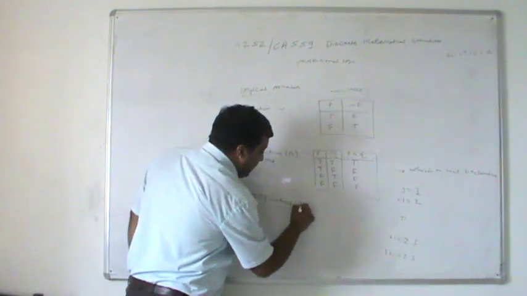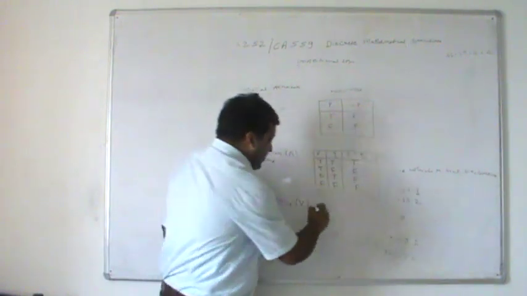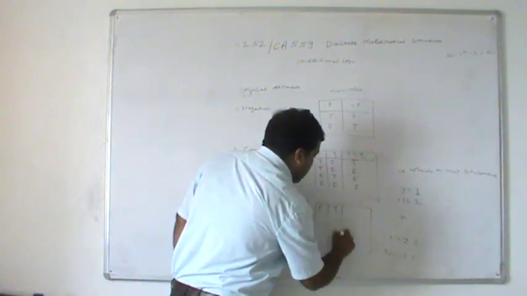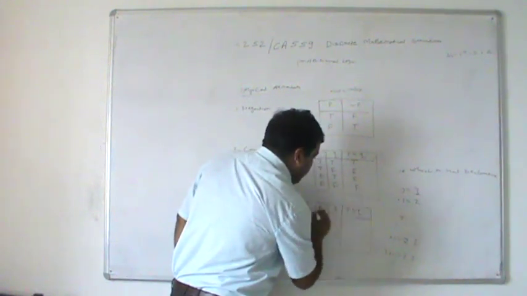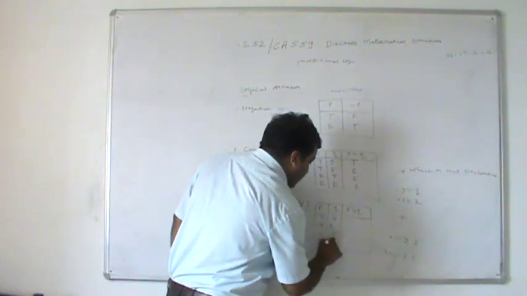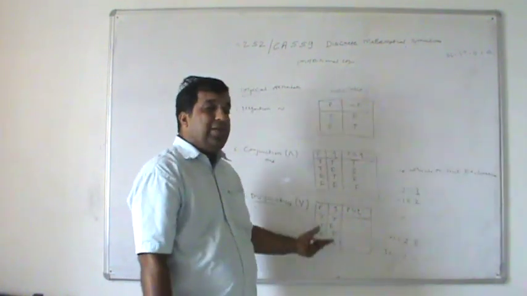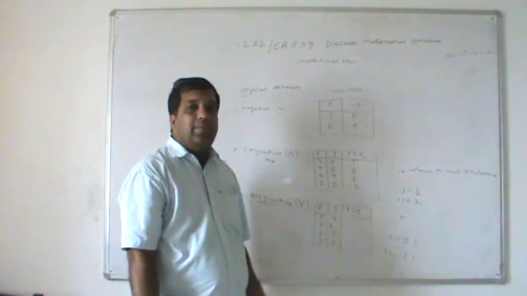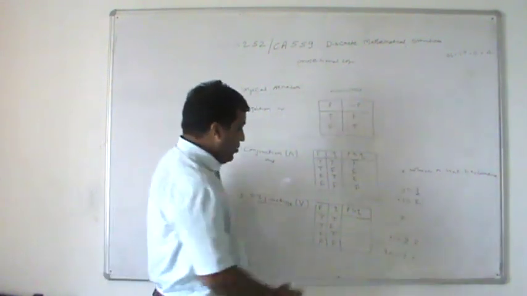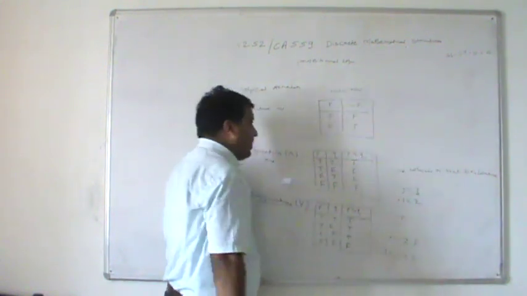Next, we can take the disjunction. Disjunction is similar to the OR operation, and the symbol is this one. So the truth table of this disjunction is P, Q, P or Q: true false, false true, and false false. Now it is similar to the OR operation. If both truth values are true, then the resultant value will be true, or if either one of the values becomes true, then the resultant value becomes true. So here it is true, true, true, and false.